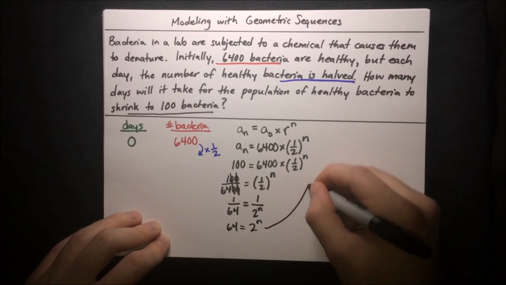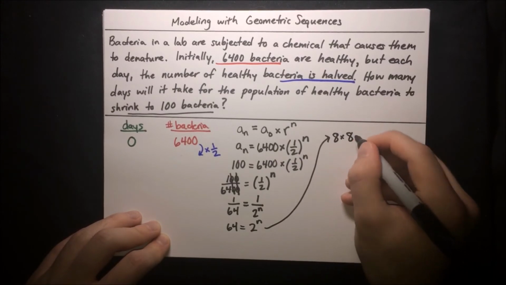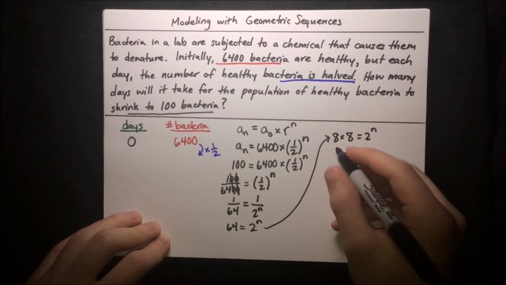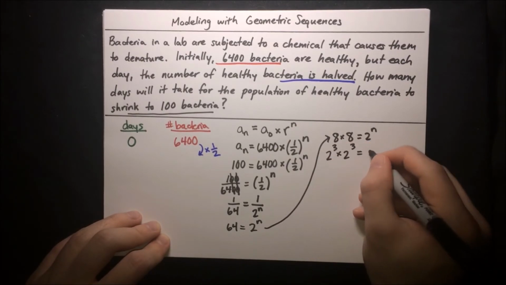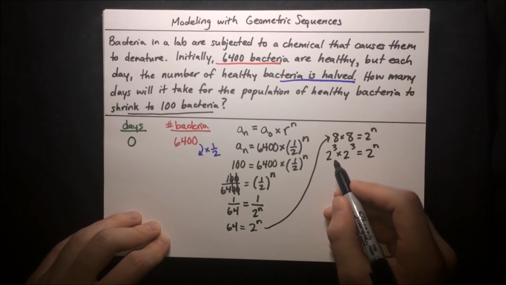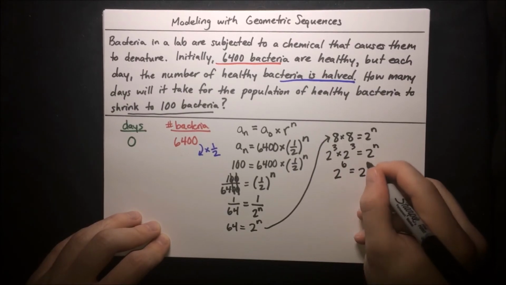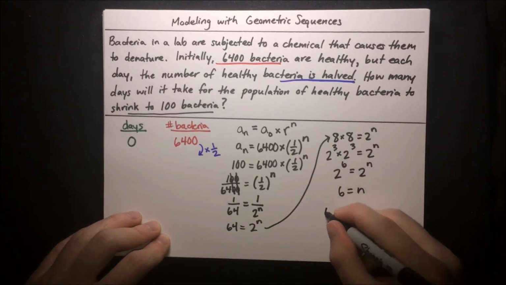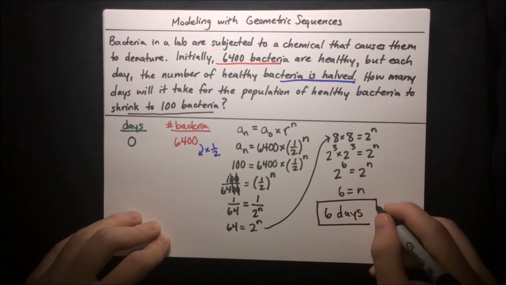Let's continue this over here. Now we know that 64 is just 8 times 8. So let's write it like that. 8 times 8 equals 2 to the nth. And we know that 8 is just 2 to the third. It's 2 times 2 times 2. So this is 2 to the third times 2 to the third equals 2 to the n. And if we're multiplying 3 copies of 2 by another 3 copies of 2, then we have 6 copies of 2. So 2 to the 6th equals 2 to the n. And there we see that 6 equals n. So that means that it takes 6 days in order for the population to shrink to 100 bacteria.